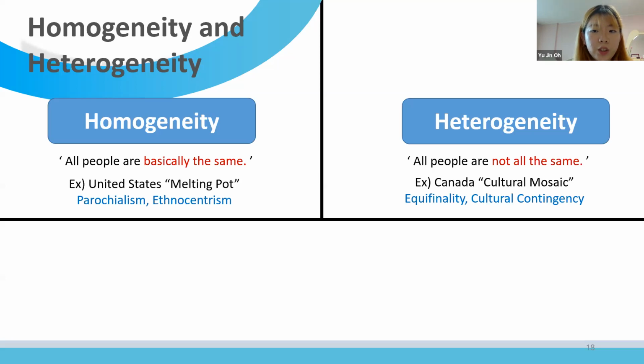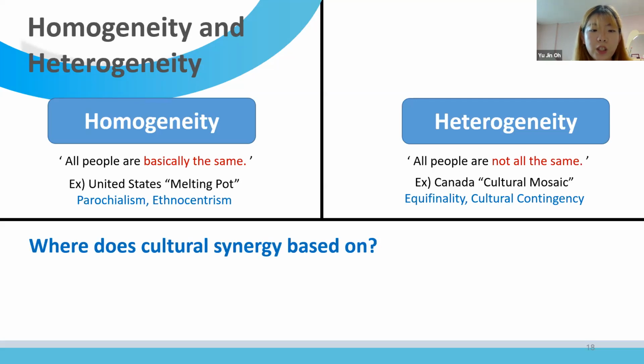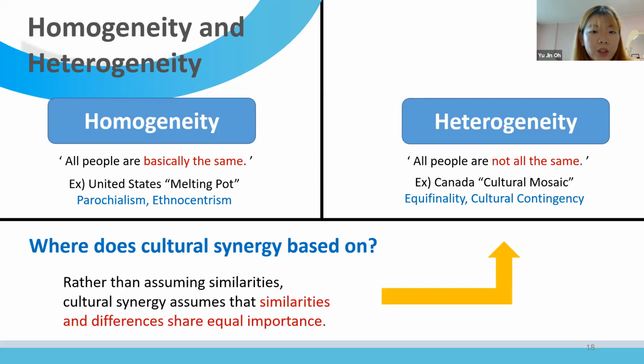By contrast, heterogeneity is the synergy assumption that we are not all the same, like Canadians refer to as a cultural mosaic. Synergy is based on the assumption that people within societies differ. So what is cultural synergy based on? It is, of course, heterogeneity. Rather than assuming similarities, cultural synergy assumes that similarities and differences share equal importance, which makes it possible to have positive and negative effects simultaneously, but it will take its own advantages from respecting cultural diversity.